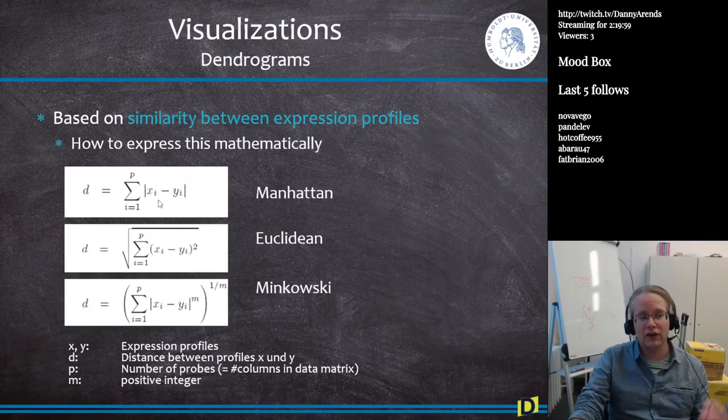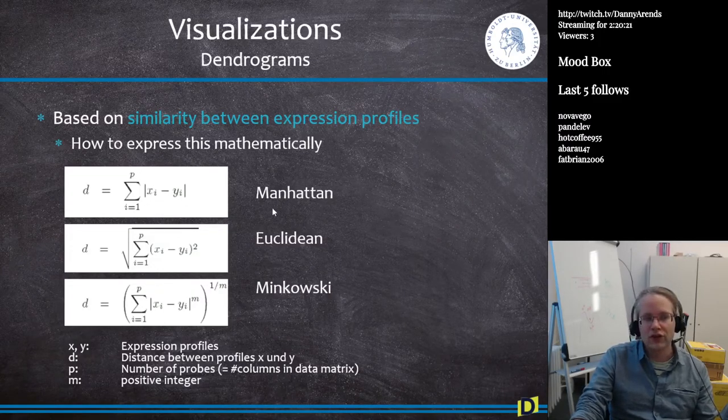Well, I look at the first gene, the expression level, and then subtract the expression level of the same gene in sample number 2. And then I do that for all of the probes, so for the first probe up until p that I have, right? So 10,000. Every time I just subtract the one from the other, and then I make it absolute, right? So then I'm calculating something which is called a Manhattan distance.